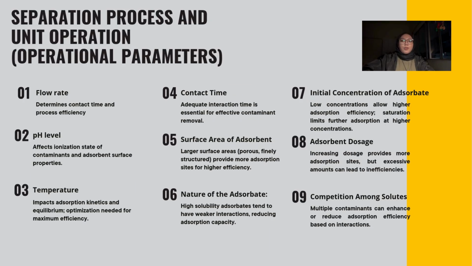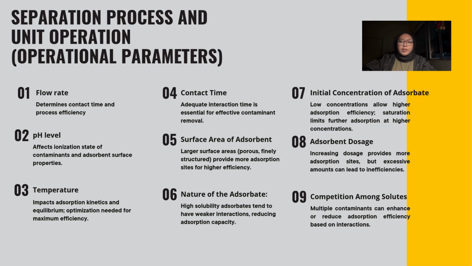So these are the operational parameters. The first one is flow rate. Flow rate is used to determine the contact time and process efficiency. The second one is pH level. It affects the ionization state of the contaminant and the adsorbent surface properties. The third one is temperature. It impacts adsorption kinetics and equilibrium. Optimization is needed for maximum efficiency. The fourth one is contact time. Adequate interaction time is essential for effective contaminant removal.